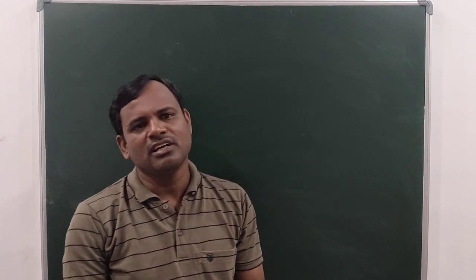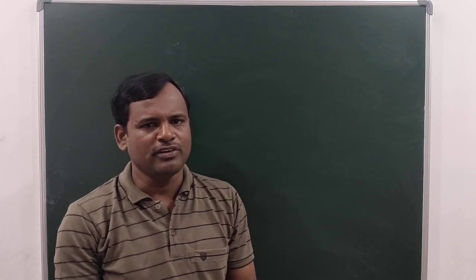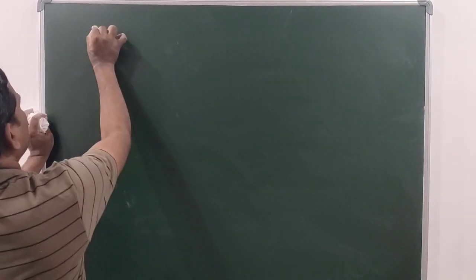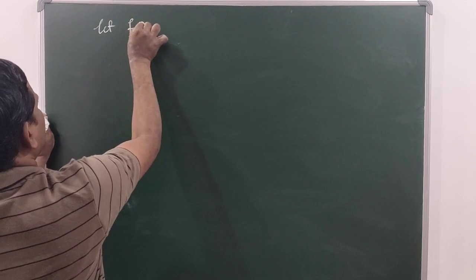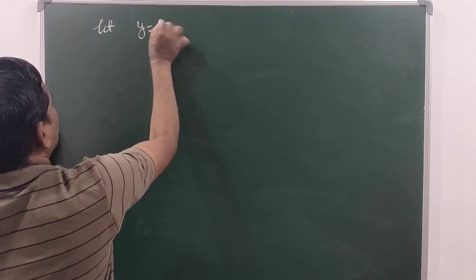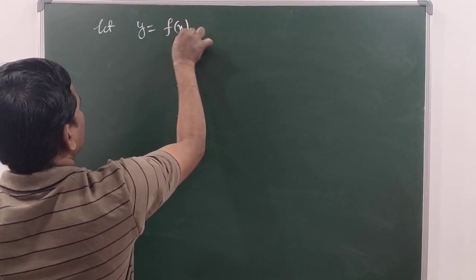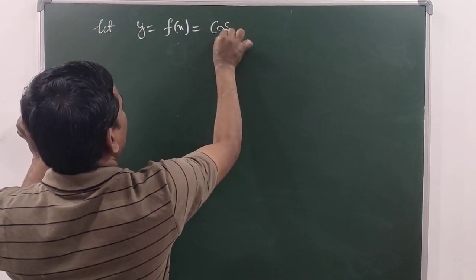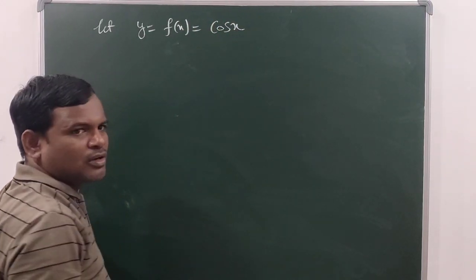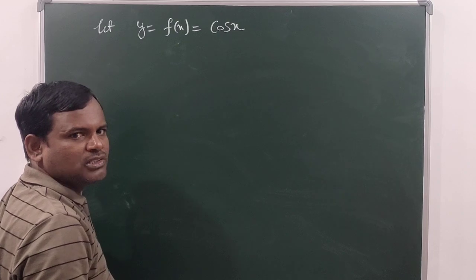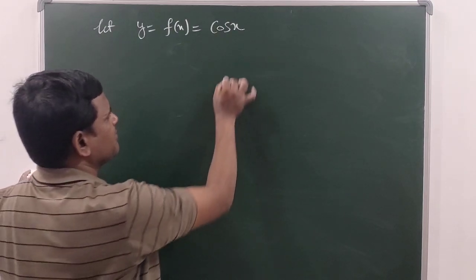Now let us discuss the same things for the cosine function. So first let us draw the graph of the cosine function. Let us take y equal to f of x is equal to cos x. This cos function graph will also come the same as sine.